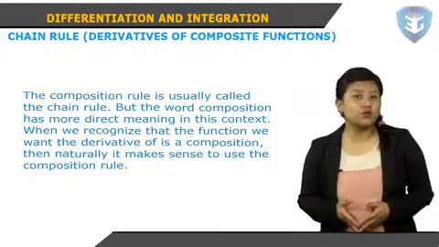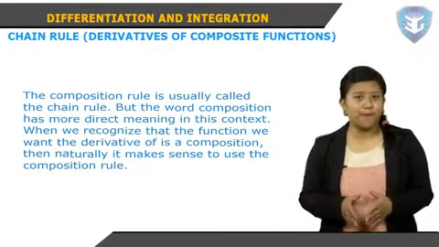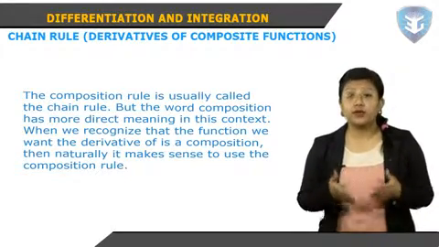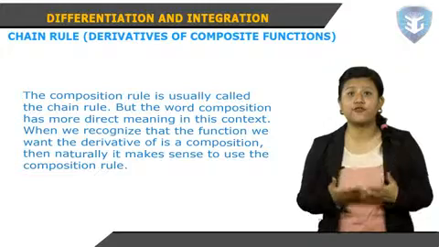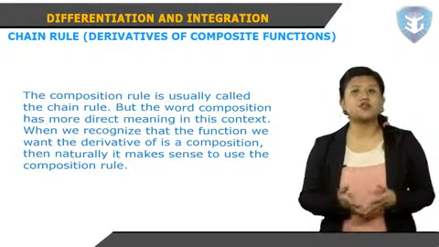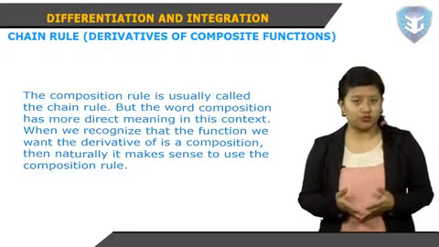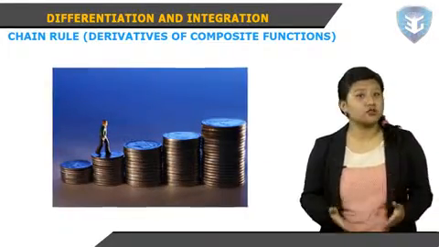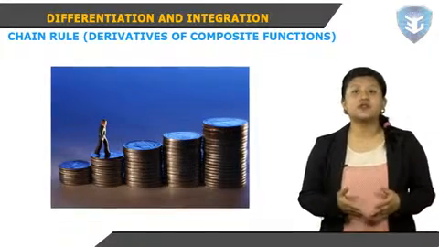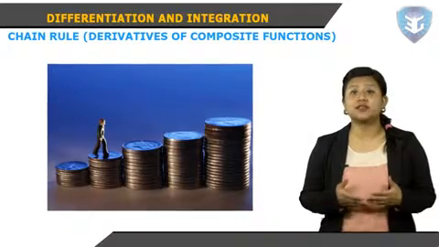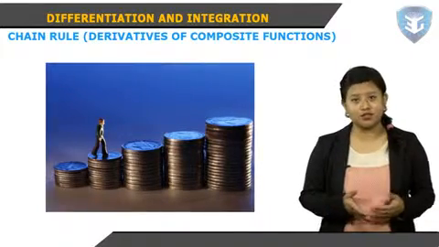The composition rule is usually called the chain rule, but the word composition has more direct meaning in this context. When we recognize that the function we want the derivative of is a composition, then naturally it makes sense to use the composition rule, just like recognizing that a function is a product tells us that we should use the product rule. We will first do an example using the chain rule directly. Then we will develop another table that will be much more convenient to use.